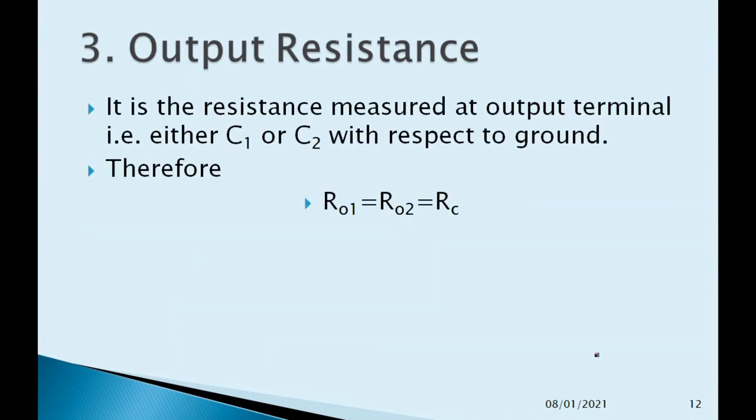Third is the output resistance. As we are using the single input balanced output configuration, balanced output means we are taking the output across C1 and C2. So the output resistance will be measured at either C1 with respect to ground or C2 with respect to ground, which is nothing but equal to the RC.